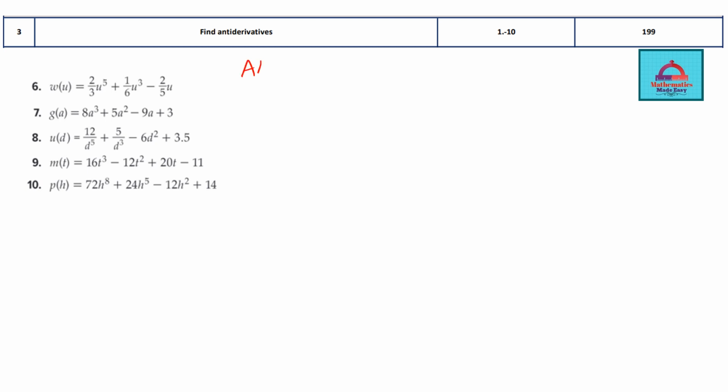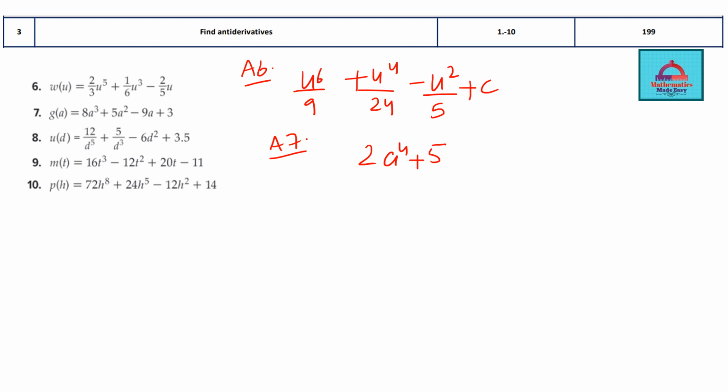For question 6, the answer will come out to be u to the power 6 divided by 9 plus u to the power 4 divided by 24 minus u to the power 2 over 5 plus c. Similarly, for 7, the answer will be 2a to the power 4 plus 5 by 3 a to the power 3 minus 9 by 2 a square plus 3a plus c. So every time we are adding the constant of integration.